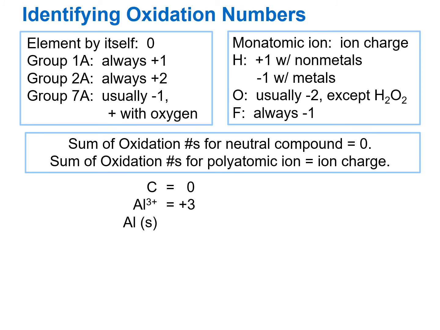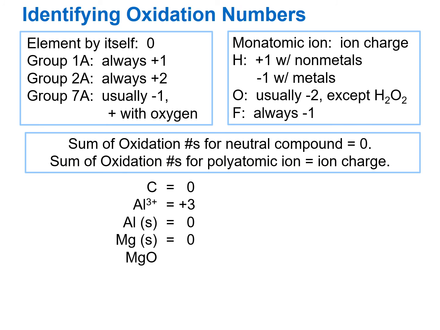Oh, what about aluminum in the ground state? Well, in this case, it's not a monatomic ion. It is an element by itself, and its oxidation number would be 0. What if we had magnesium by itself? Magnesium is a group 2A, but it's an element by itself, so it ends up getting an oxidation number of 0. What if magnesium was in a compound like magnesium oxide?